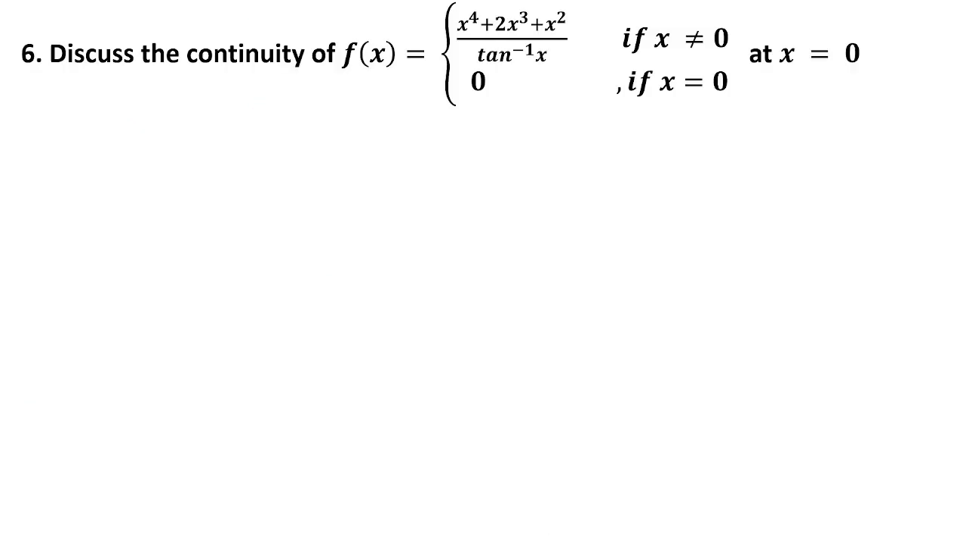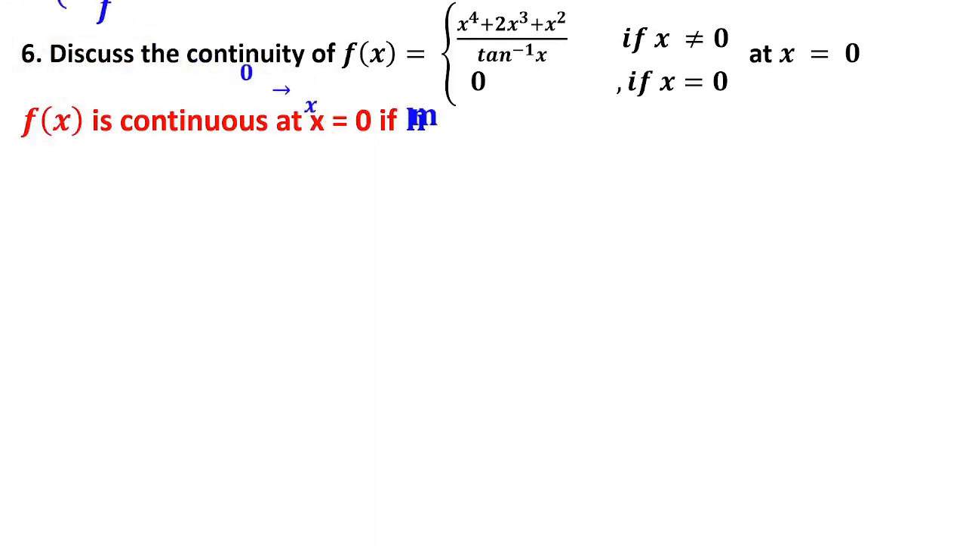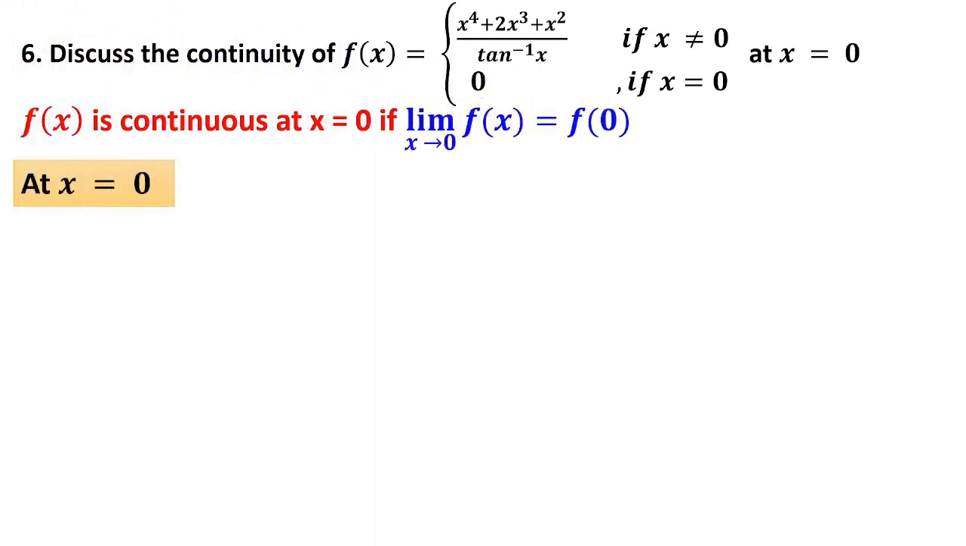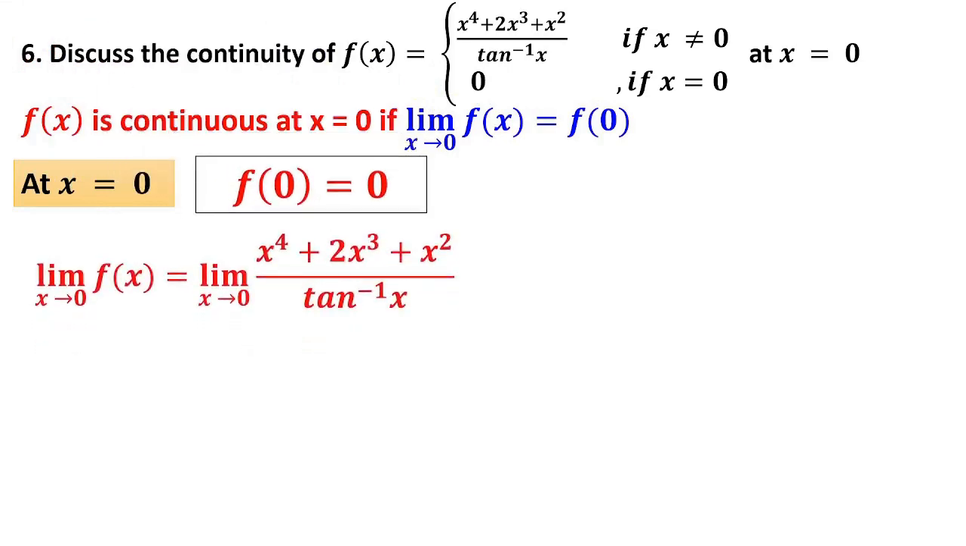Move on to question number 6. You have to discuss the continuity of f of x equal to x power 4 plus 2x cube plus x square upon tan inverse x for x not equal to 0, and 0 when x is equal to 0, at x is equal to 0. We know that f of x is continuous when limit value is equal to functional value. At x is equal to 0, the functional value is 0. Let me check what the limit value is now.